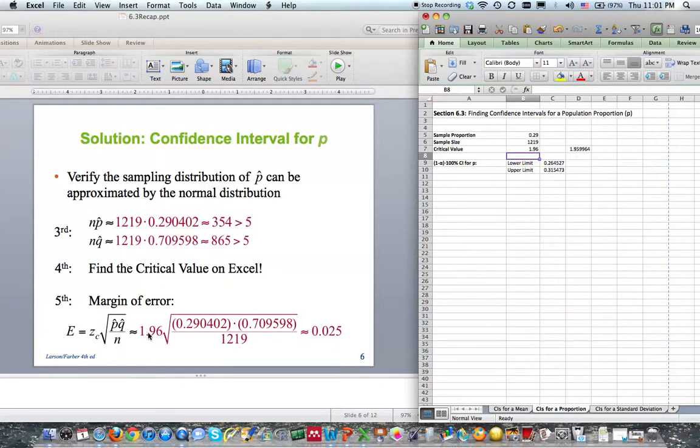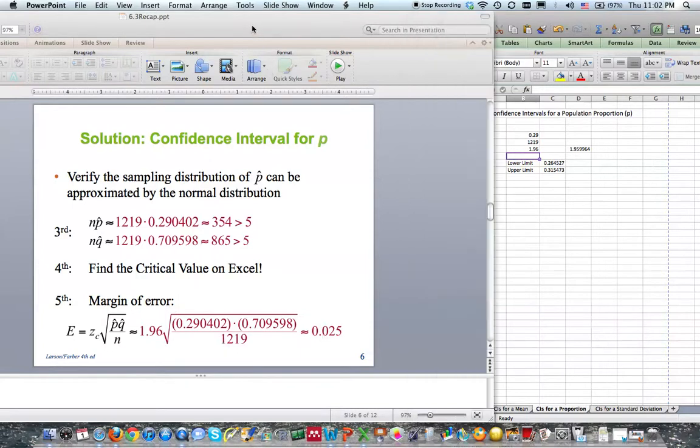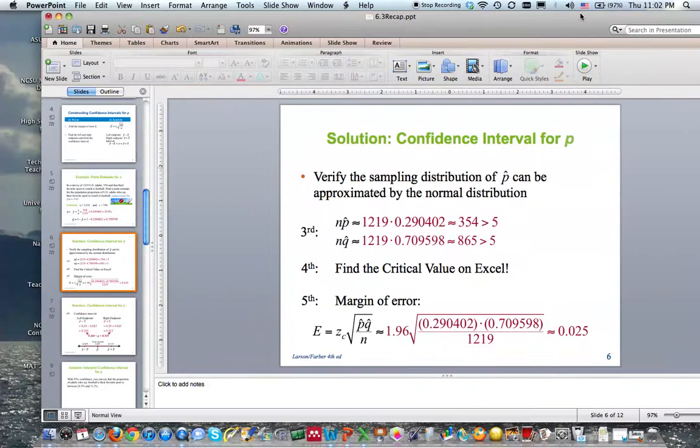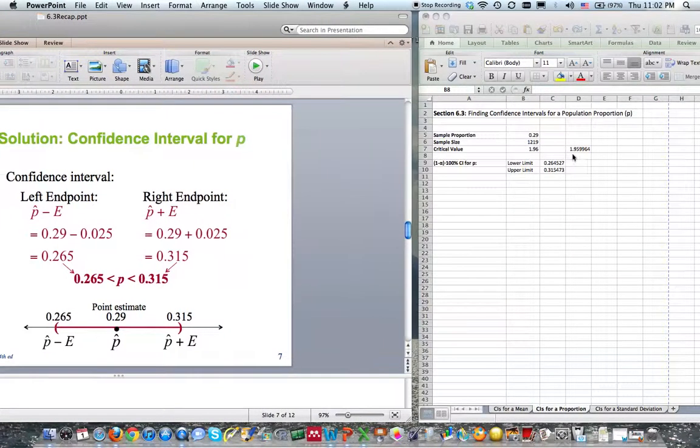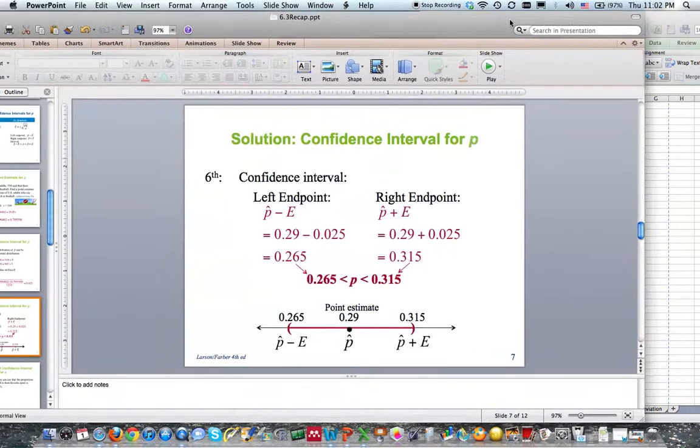Now if we're looking over here, we can plug it in by hand. We could do 1.96 times the square root of P hat times Q hat divided by N, and that equals our margin of error of 0.025. The next slide shows what happens when we add and subtract this margin of error, and we get the same numbers as when we did Excel. 0.265 and 0.315. And so those are right here in our lower and upper limits.